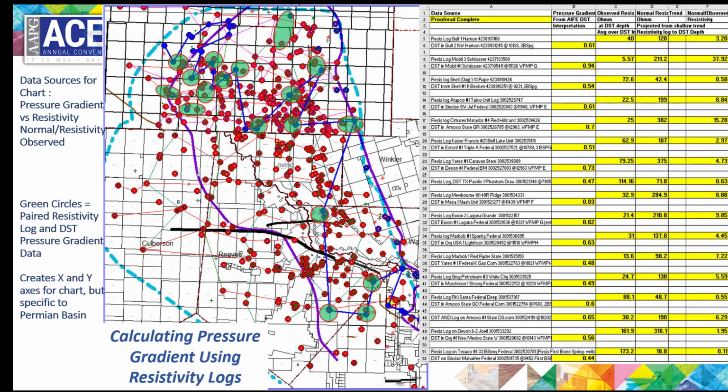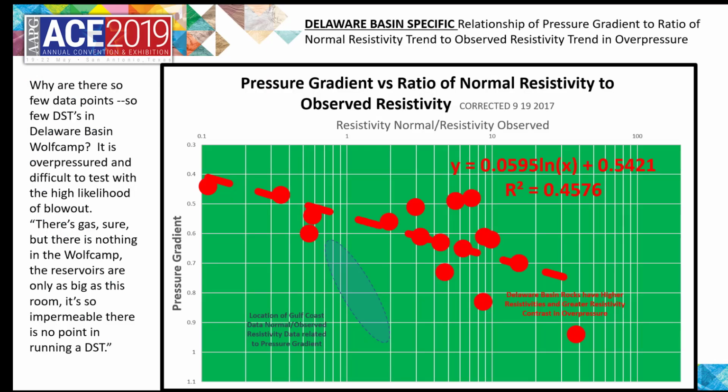What's that ratio? So then let's plot this pressure gradient against that ratio. And that's how we create that same chart. Pressure gradient measured from drill stem tests, and then the ratio of the normal trend, what it ought to have been, versus the observed, what it actually is. And sure enough, it's a trend. It's not that great, it's only an R squared of 0.45, but it's a trend.